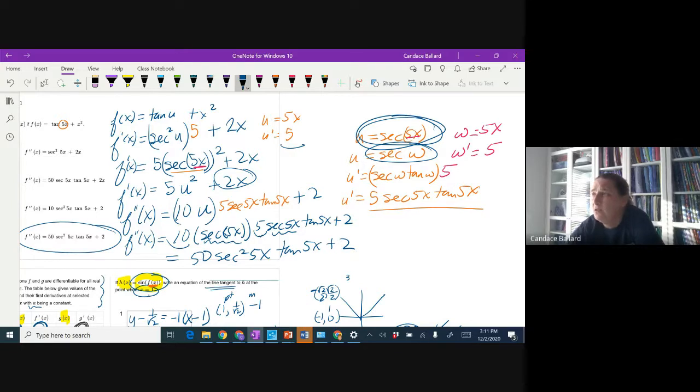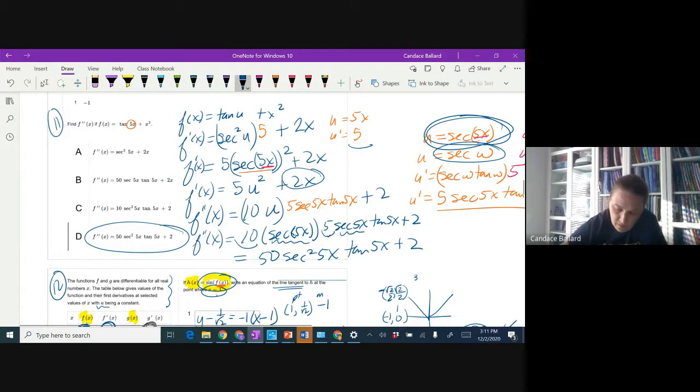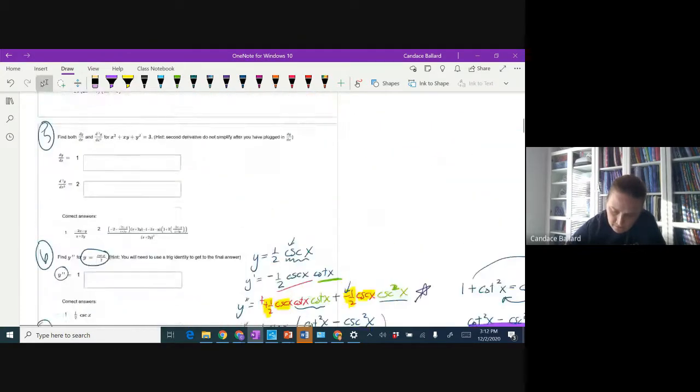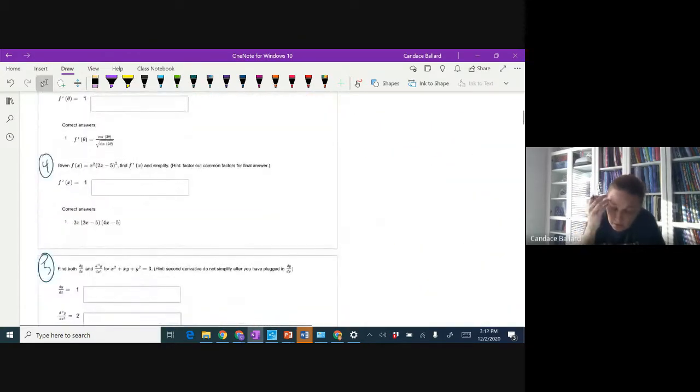All right, so 4, 3, 1. So let's go to 4. All right, so number 4. Looking at the hint, it says we're going to need to factor out common factors for the final answer. The AP exam loves that. All right, so what rules do you see going on in here?